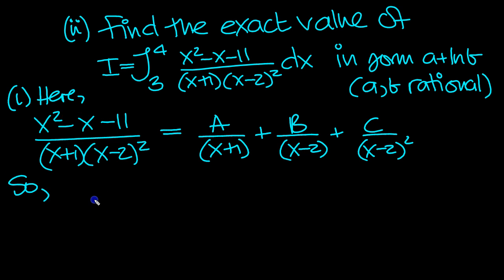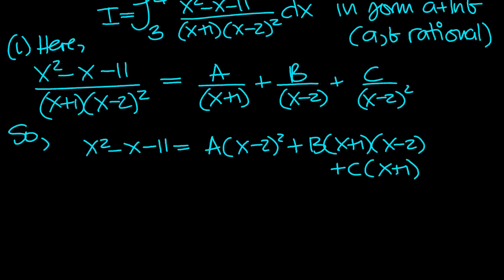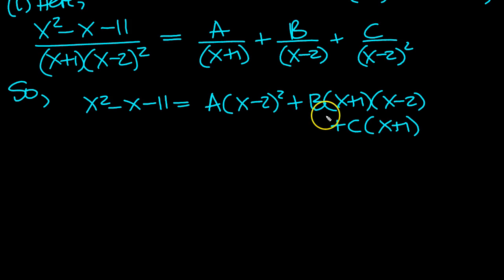So on the left we'll just get what's on top, and on the right we'll get a times, the x plus 1's will go, so it'll be x minus 2 squared, plus b, one of the x minus 2's will cancel, so it's x plus 1, x minus 2, plus c, and both of the x minus 2's will cancel to leave just the x plus 1. Now we need to substitute convenient values or equate powers.